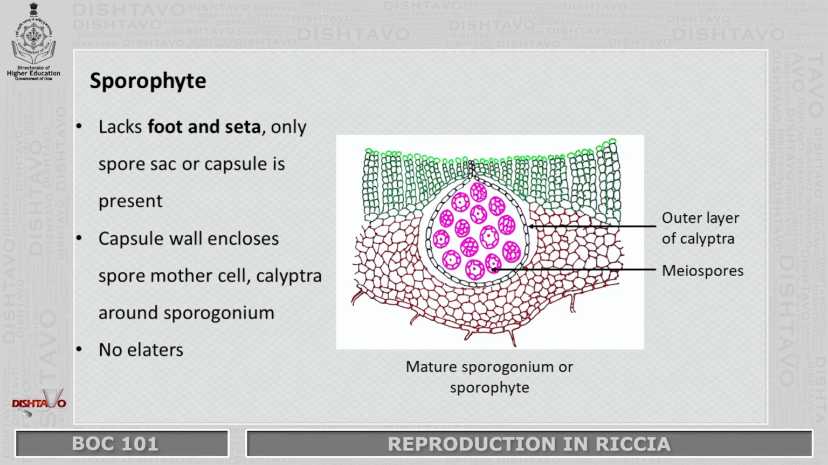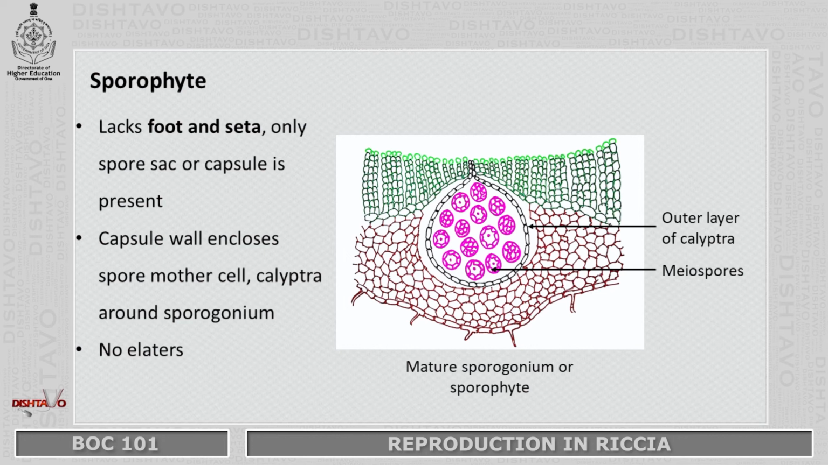Now let us discuss the structure of the sporophyte. Here the most important point is, in Riccia, the sporophyte lacks foot and seta. Only the spore sac or capsule is present.